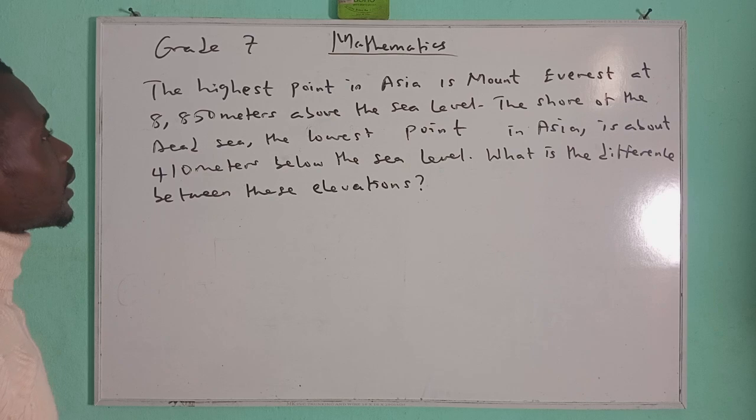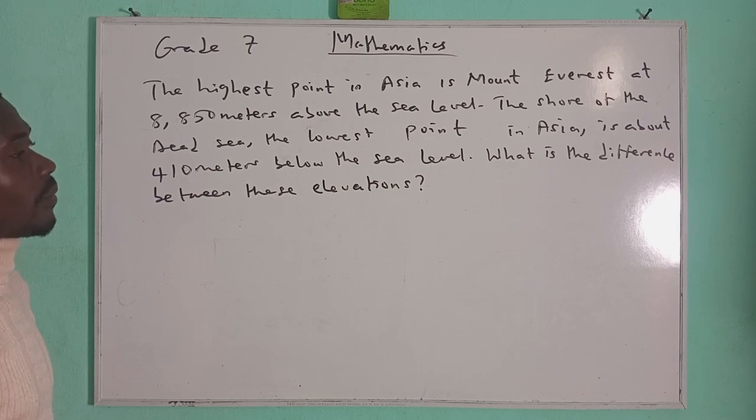The highest point in Asia is Mount Everest at 8,850 meters above the sea level. The shore of the Dead Sea, the lowest point in Asia, is about 410 meters below the sea level. What is the difference between this elevation?